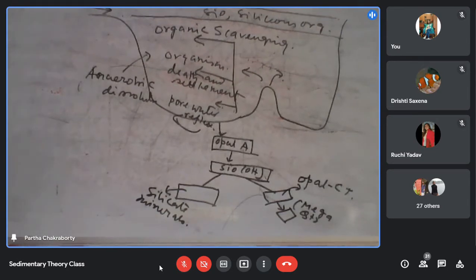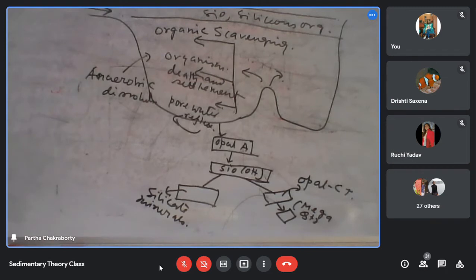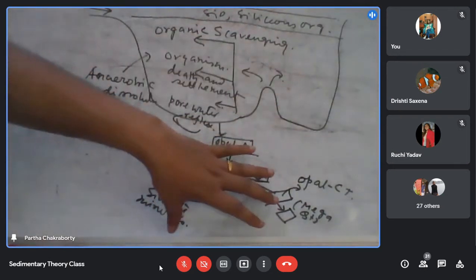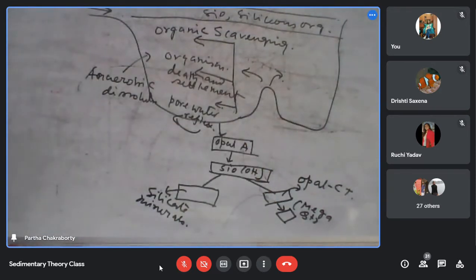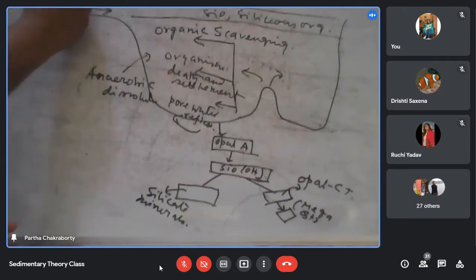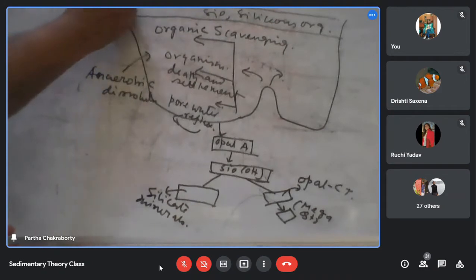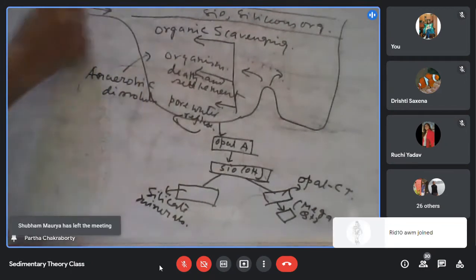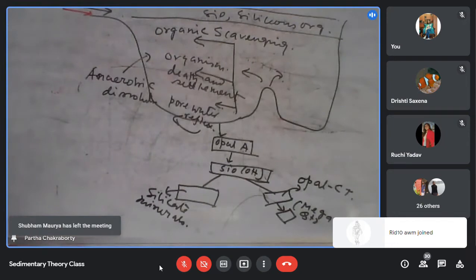Now, very carefully look at this diagram. There are two parts of the diagram, one is this part, another is this part. What message is being given by this diagram? The first message is what the sources of silica are. As I discussed, one of the major sources is this, the continental weathering, and this is a major source of silica in the basin.